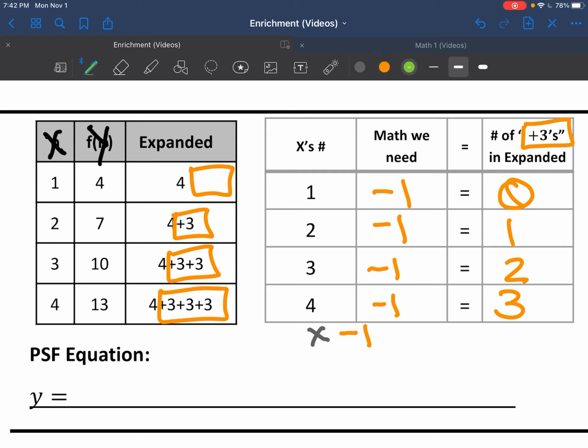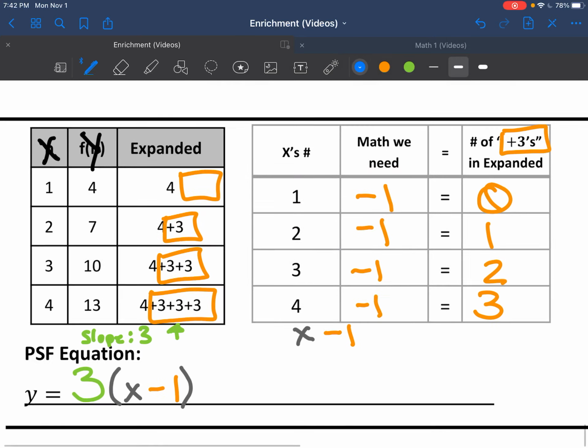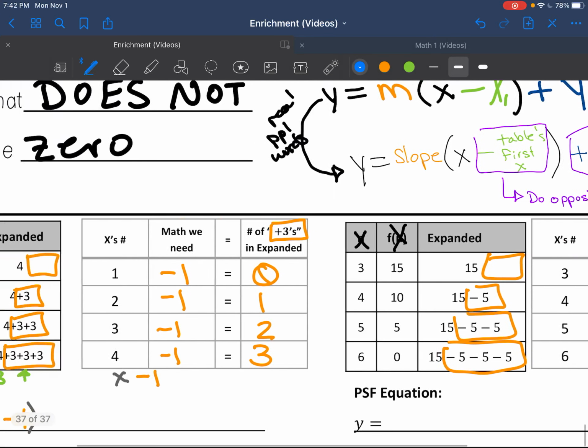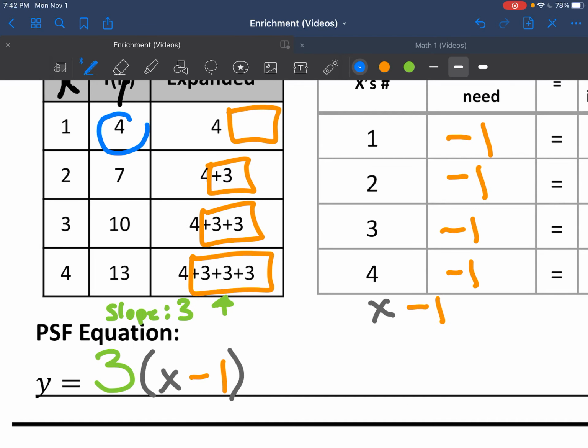Now, in this equation here, we need to notice that our slope is our common difference, and our common difference in this case is 3. So when we write the equation, we have 3(x minus 1). And then there's one other thing we need. Let's look at my notes here. We need the table's first y, and we do the same sign. So the table's first y is a positive 4, so we must also write that as a plus 4.